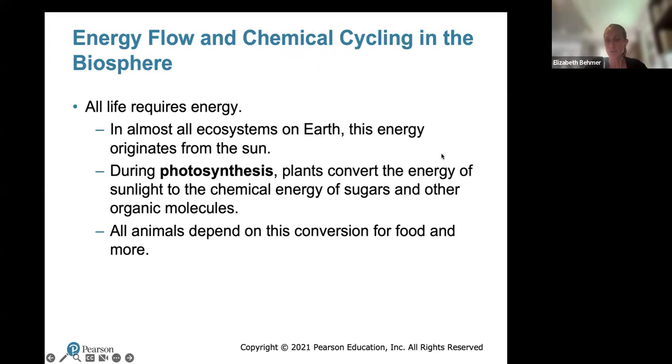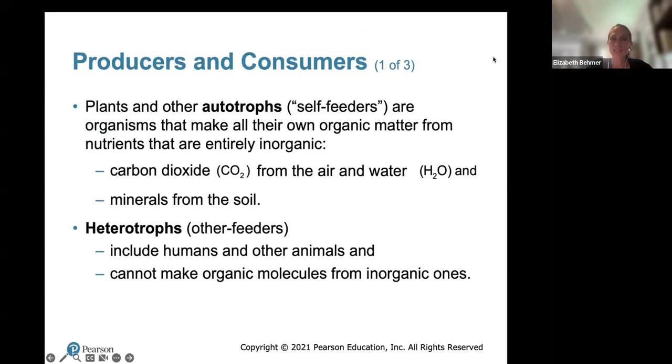And we'll talk about photosynthesis in chapter 7. This is when plants convert the energy of sunlight to the chemical energy of sugars and other organic molecules. And all animals depend on this conversion to get their food and so much more. Plants and other autotrophs, which are self-feeders, are organisms that make all their own organic matter from nutrients that are entirely inorganic. So what plants do is they take carbon dioxide from the air and water and minerals from the soil to create their own matter.